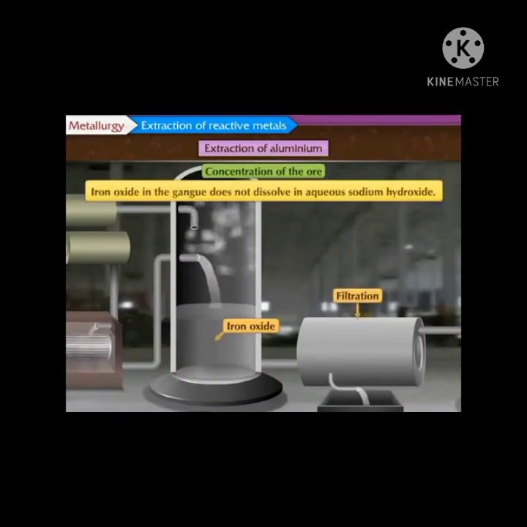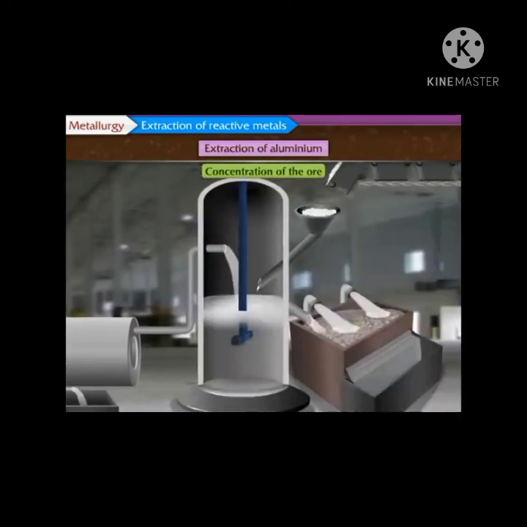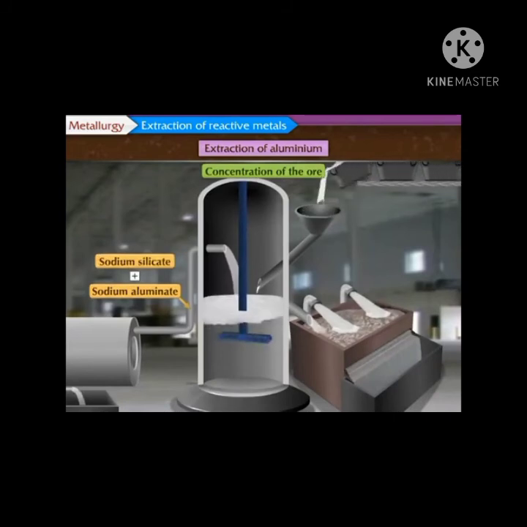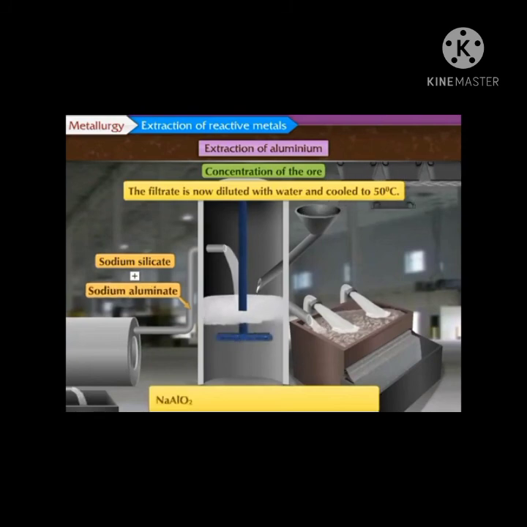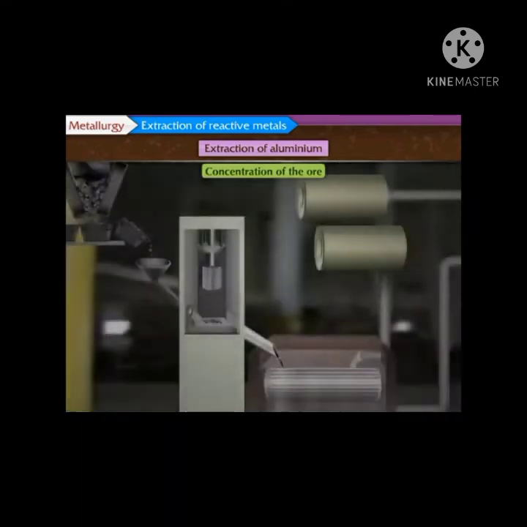The filtrate now contains aqueous sodium aluminate and water soluble sodium silicate. The filtrate is now diluted with water and then cooled to 50 degrees Celsius. At this stage, sodium aluminate gets hydrolyzed to form aluminium hydroxide.